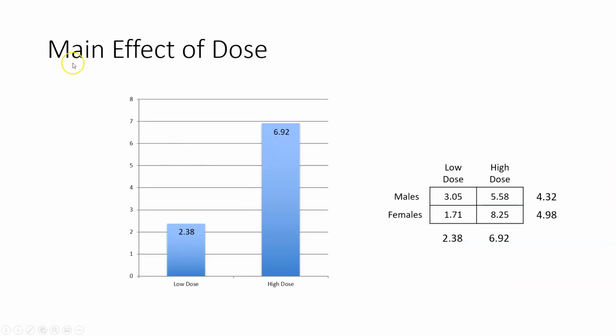If you wanted to graph the main effect of dose, here I've gone back to our original abbreviated table. You can see that the main effect of dosage is to compare 2.38 versus 6.92. Those are the means of dosage regardless of their sex. And you could say 2.38 versus 6.92. That's a main effect. A main effect, remember, is when we're comparing the levels of a single factor.